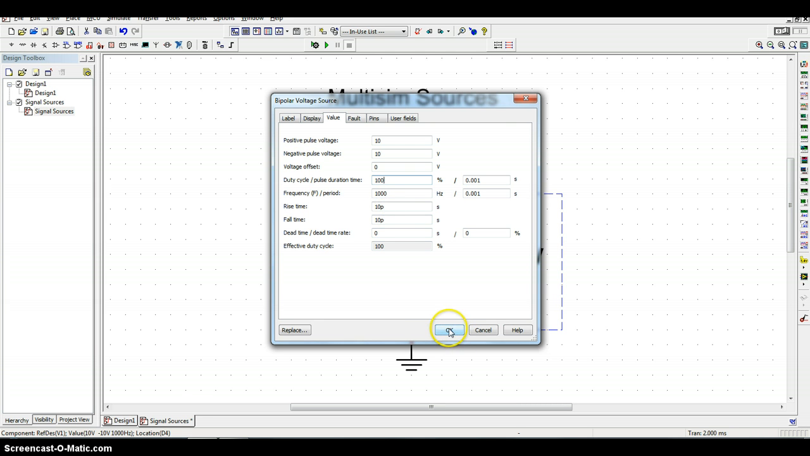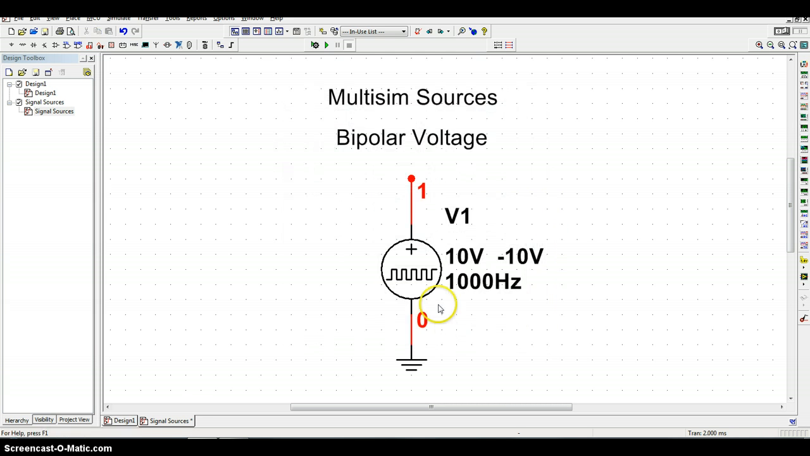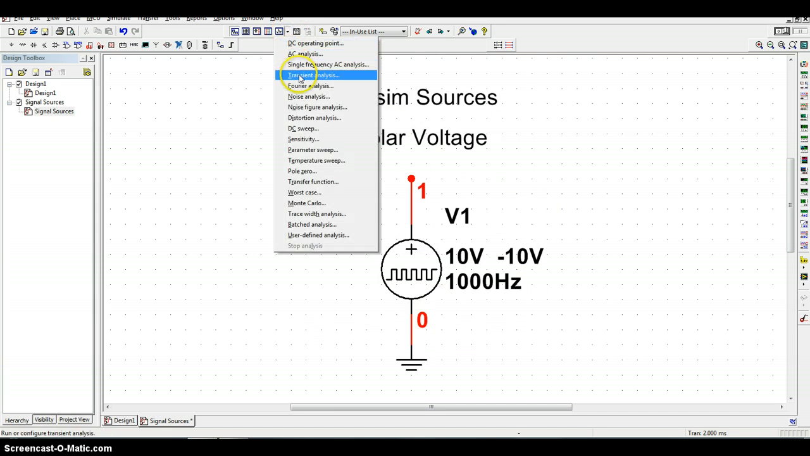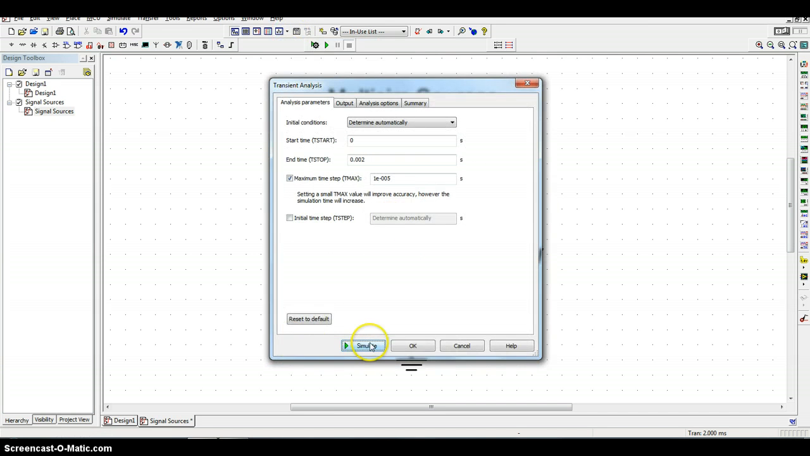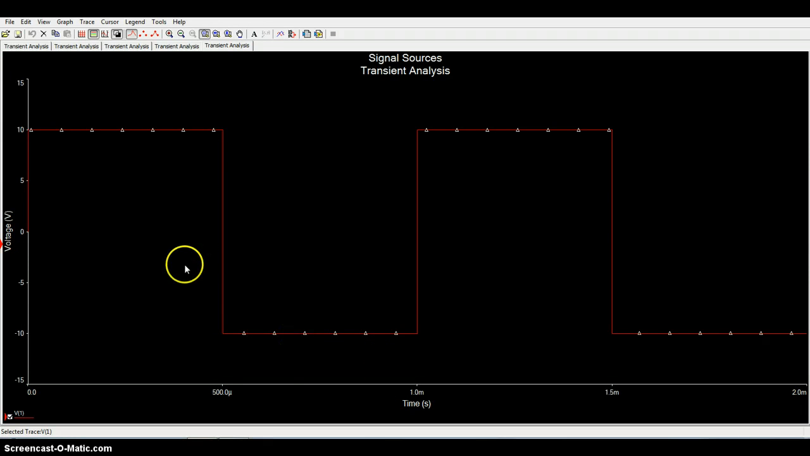So let's click OK again and go up to transient and simulate, and we have a square wave that is oscillating between plus 10 for a half cycle and minus 10 for the other half cycle, and the period is 1 millisecond, meaning we have a 1 kilohertz.